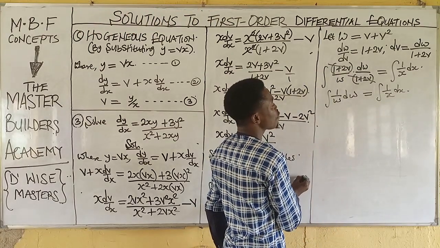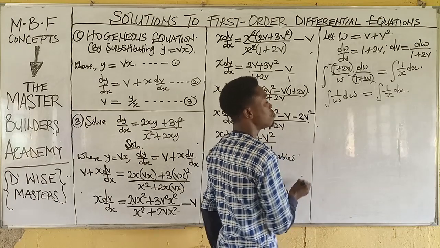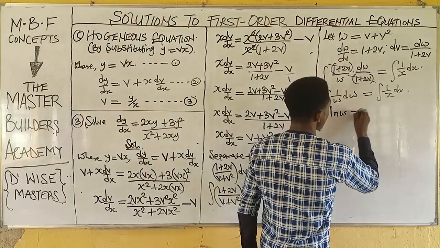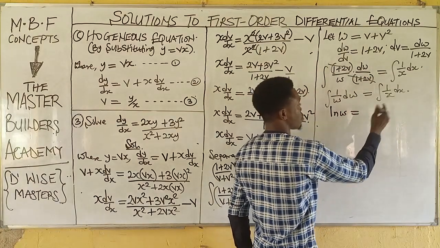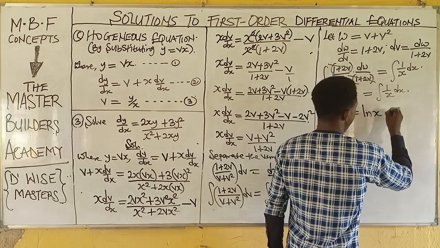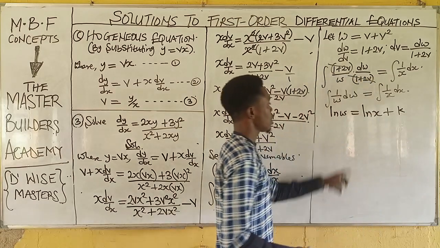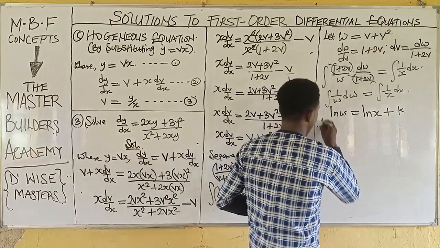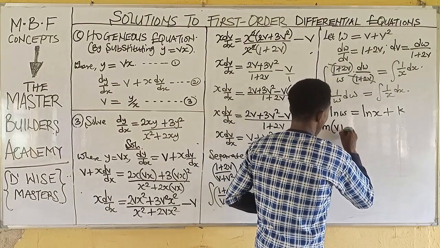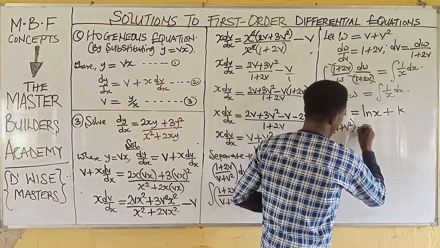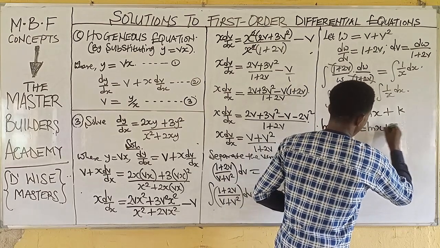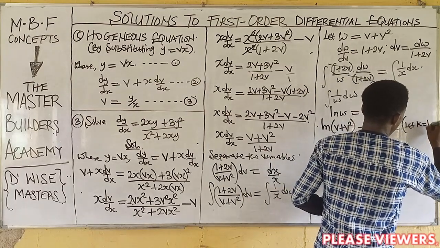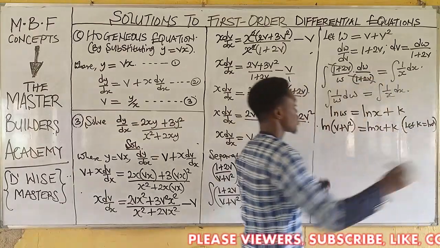Now, if we integrate 1 over w, we are going to have ln w. So we have ln of w is equal to, when we also integrate 1 over x with respect to x, ln x plus k. It's as simple as this. But what is w? w is equal to v plus v squared. So we have this as ln of v plus v squared. We just replace w now. ln x plus k. Now I can simply say let k be equal to ln a, so that all these functions can be in terms of ln.